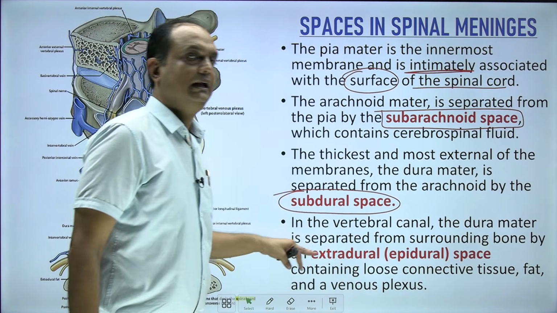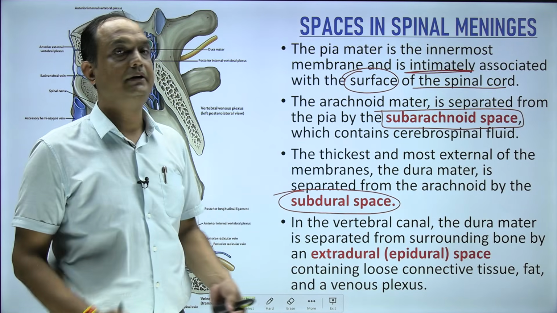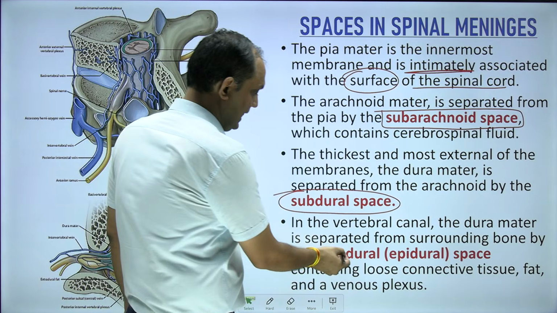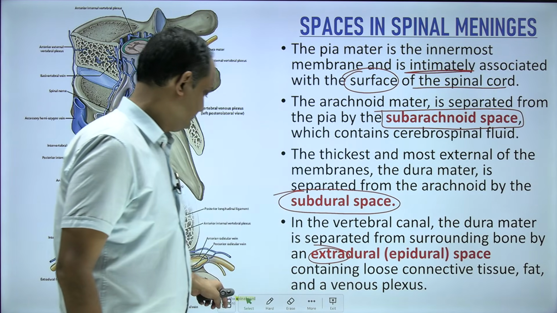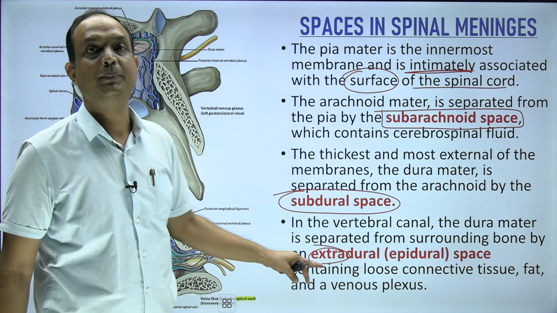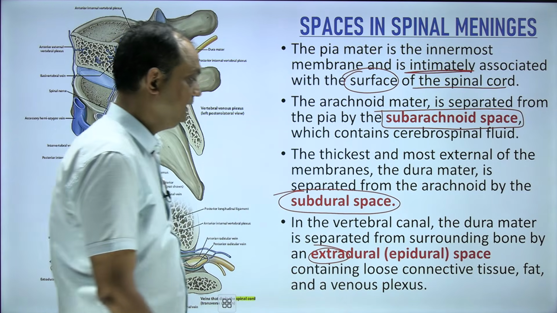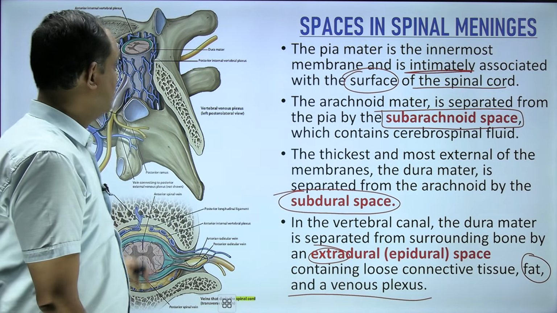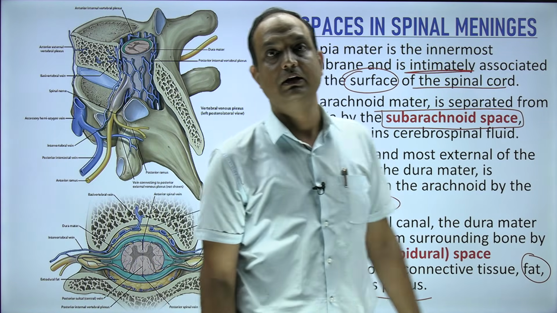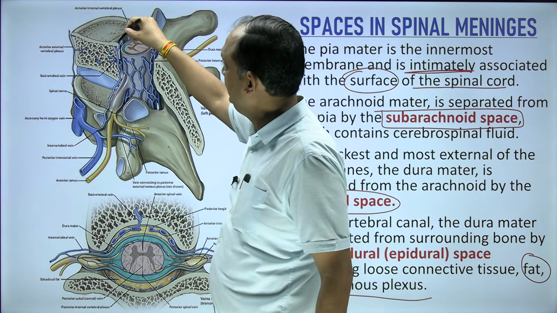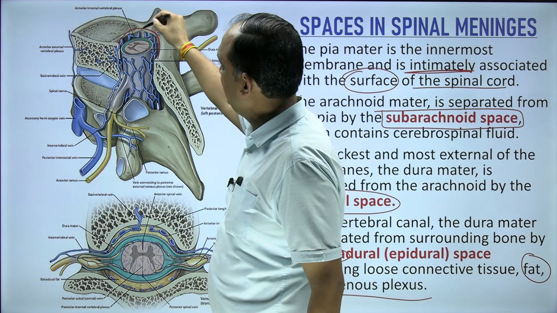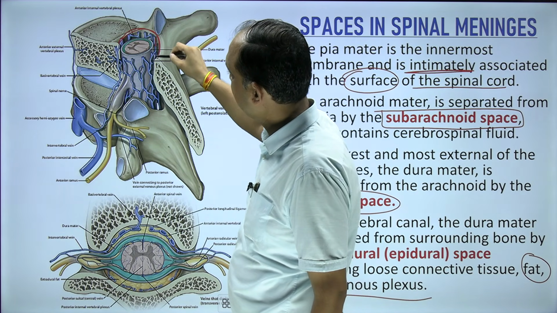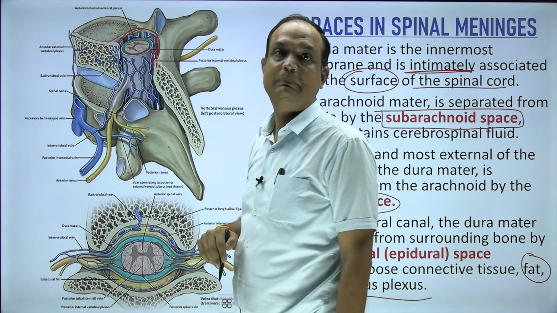Now in the vertebral canal, the dura mater is again separated from the surrounding bone, and that is known as the extradural or epidural space. It is important to understand that this epidural or extradural space contains connective tissue, fat and a venous plexus. If you see this image, this is your bony canal, and if you go from inside the bony canal, first you see these veins. These are the venous plexus.